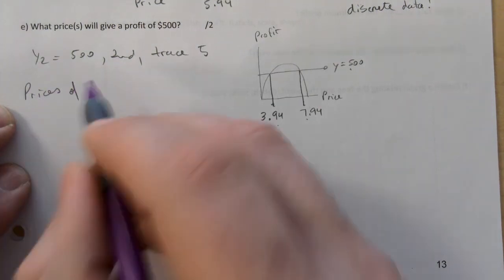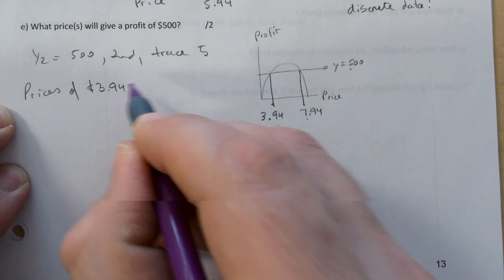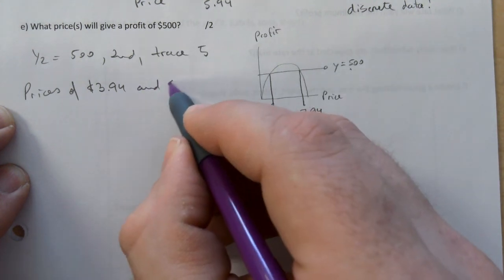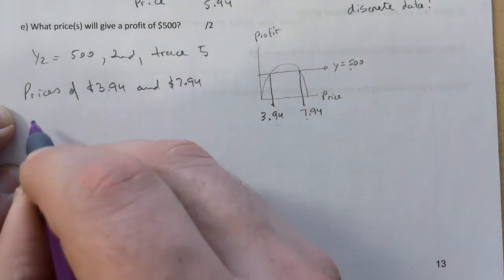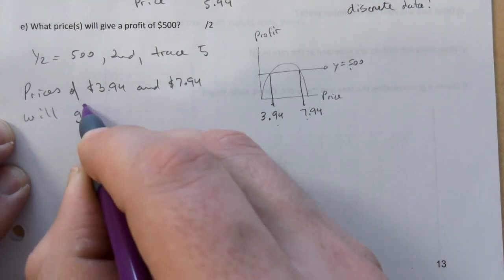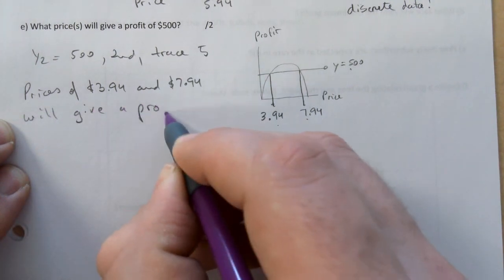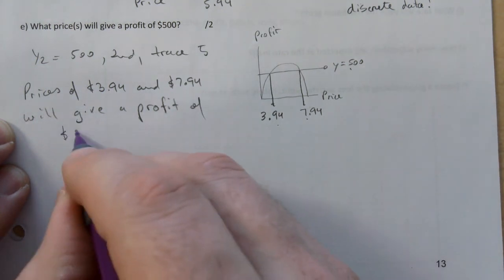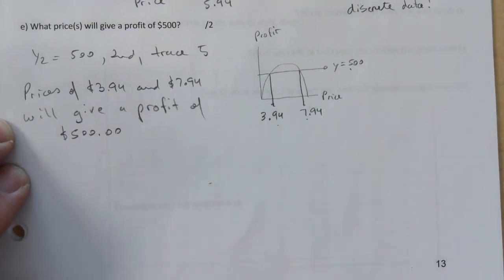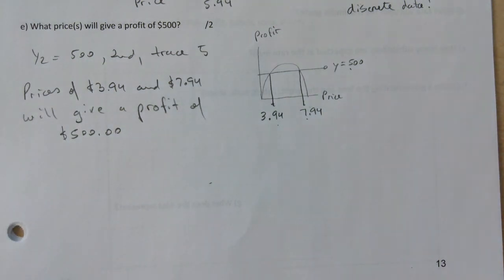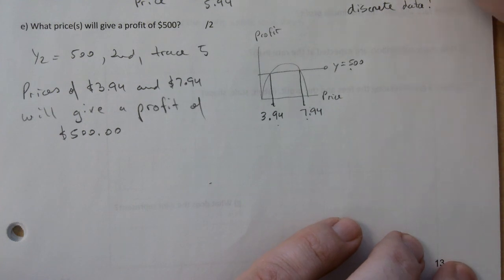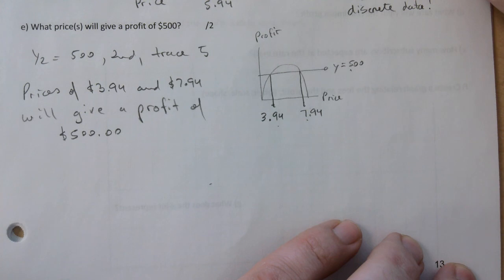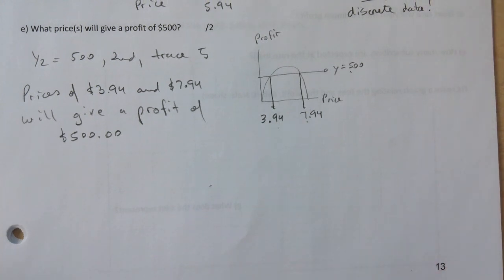Prices of 3.94 and 7.94 will give a profit of 500 bucks. I'm not too picky how you answer as long as you answer with units and all of that. There, you're fine.